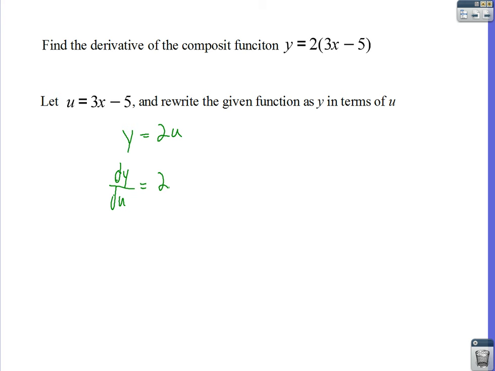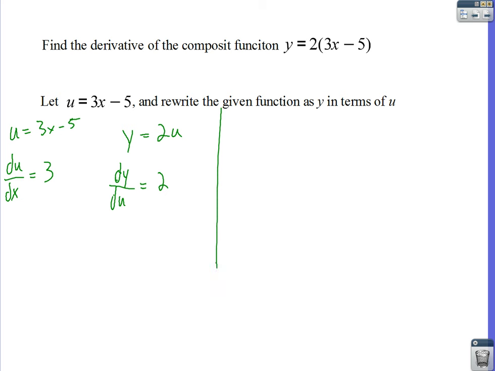Now let's come over here and take a look at u. u is equal to 3x minus 5. What happens if I take the derivative of u, with respect to x, dx? That is equal to 3. Huh. That's interesting. I get a 2, I get a 3. Well, what derivative am I supposed to do with it? Well, let's pause for a second and find out.